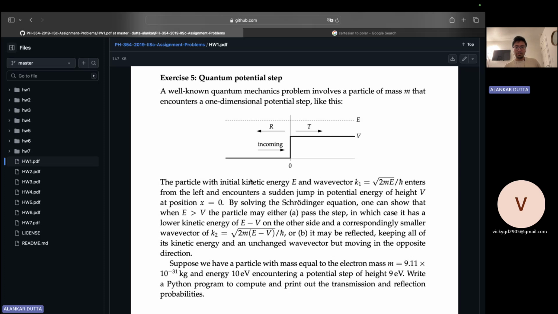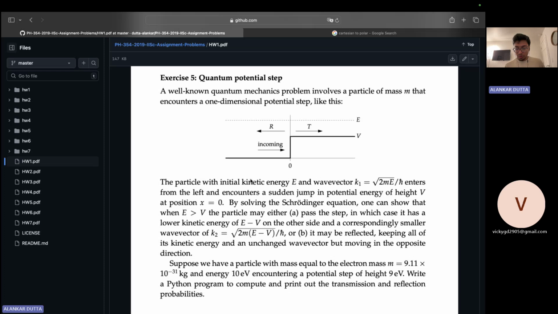The wave which gets transmitted, which is T here, has a wave vector k2, while the wave which is coming in has k1, and the wave which goes back has the same wave vector value. It just gets reflected, if you think about it.